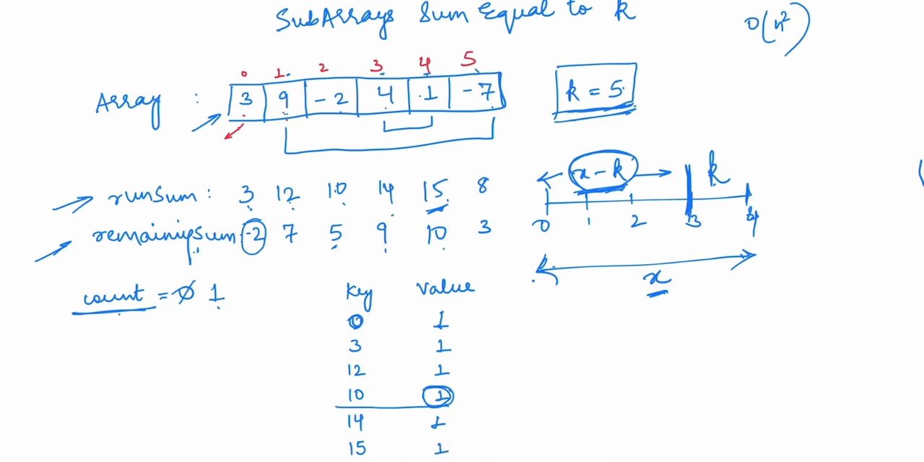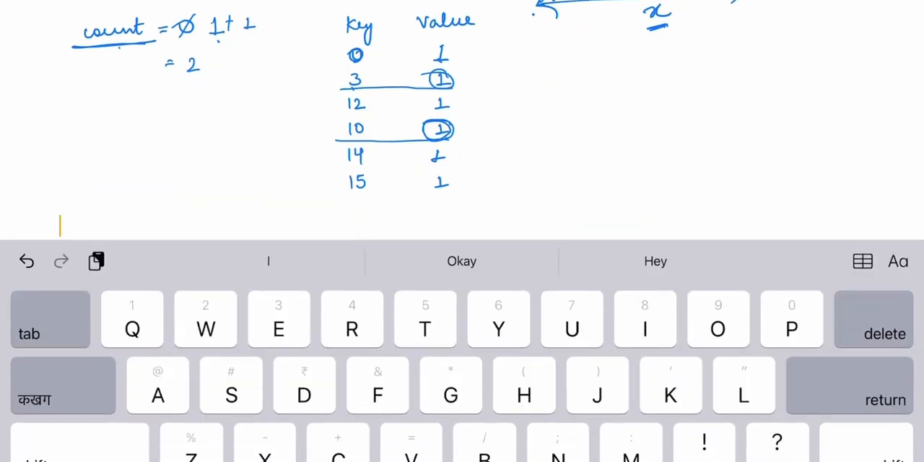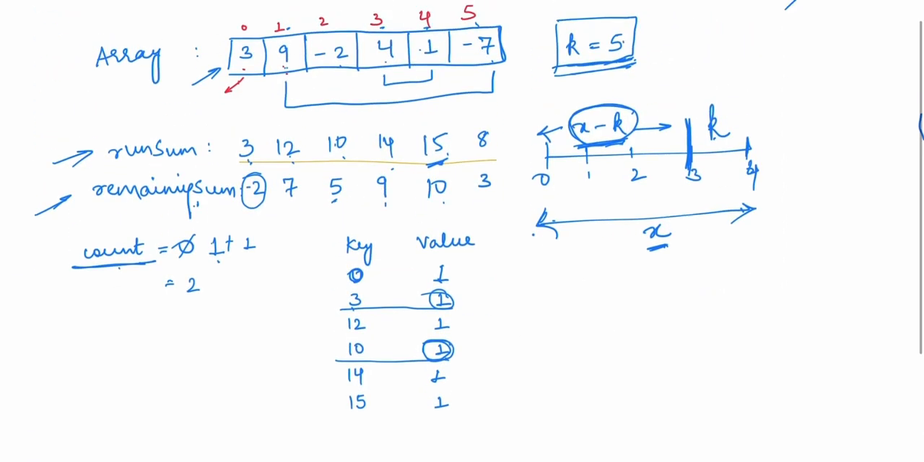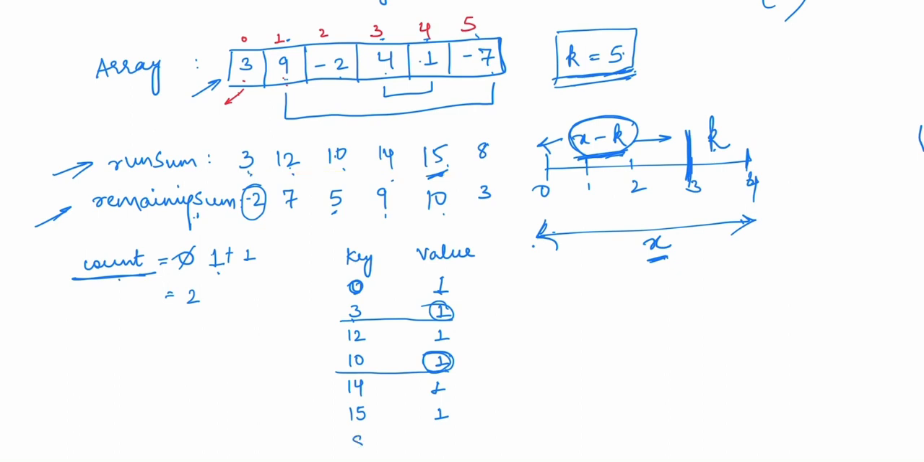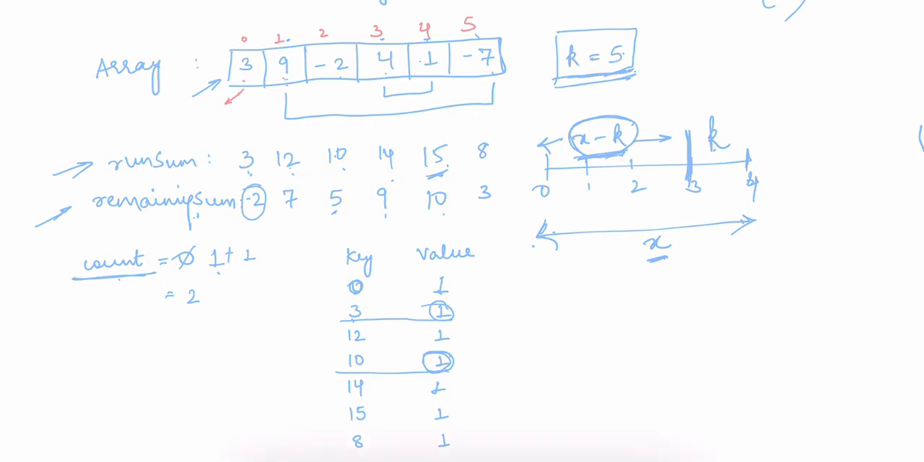Now at index number 5, my remaining sum is 3. Does 3 exist? Yes, it was already existing and the value there was 1. So I'm going to add 1 to it. So the counter value becomes 2. Also, what was the running sum here? The running sum was 8. So does 8 exist? No. So I'm just going to add a new value for it.